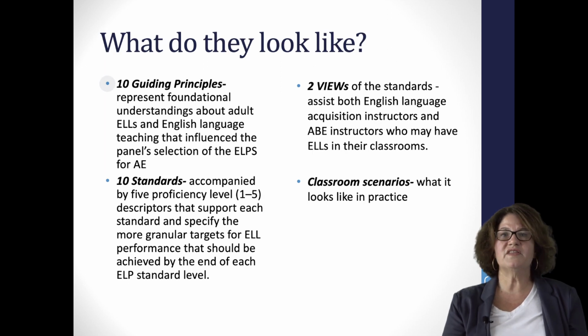What do they look like? We have the 10 guiding principles, which represent foundational understandings about adult ELLs and English language teaching that influence the panel selection of the ELPS for adult education. We have the 10 standards accompanied by the 5 proficiency levels, descriptors that support each standard and specify the more granular targets for ELL performance that should be achieved by the end of each ELP standard level. 2 views of the standards assist both English language acquisition instructors and ABE instructors who may have ELLs in their classroom. The classroom scenarios, what it looks like in practice.